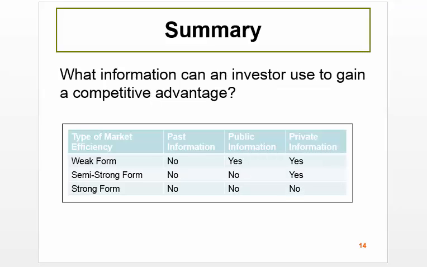Now, another way of looking at this is to ask the question, what information can an investor use to gain a competitive advantage? So now I created this table, and it's the exact same table except for the fact that I just basically changed all the no's to yeses and all the yeses to no's, right? So in the weak form, can an investor take advantage of past information? No. But could they take advantage of public and private information? Sure. In the semi-strong form, the only information they can take advantage of is private information, and in the strong form, they can't take advantage of any information. So I think I could ask that question from either angle, and you should be able to get that right.